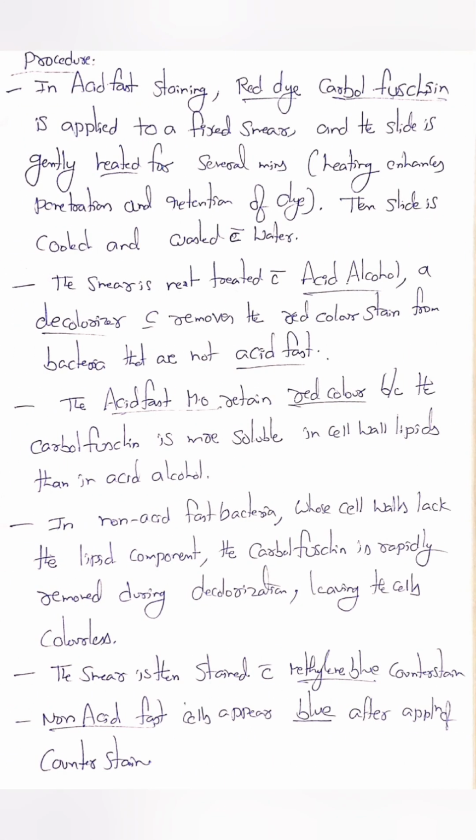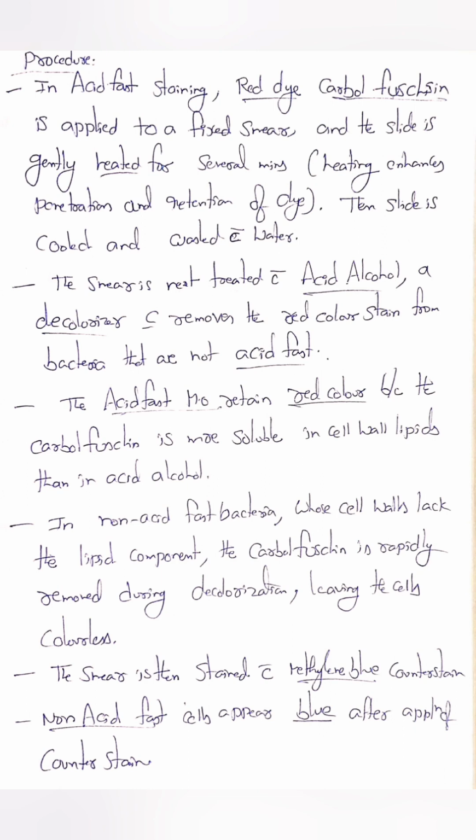Procedure: in acid-fast staining, a red colored dye, carbolfuchsin, is applied to the fixed smear and the slide is gently heated for several minutes. Heating enhances the penetration and the retention of the dye. For this purpose only we use heat. Then the slide is cooled and washed with water. The smear is next treated with acid alcohol, a decolorizer, which removes the red stain from the bacteria that are not acid fast.